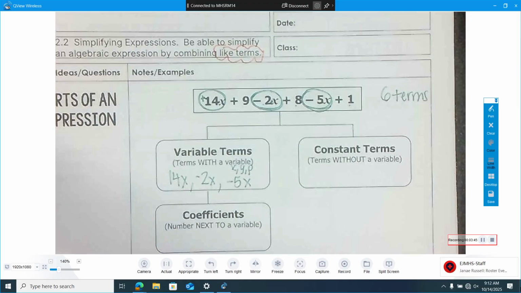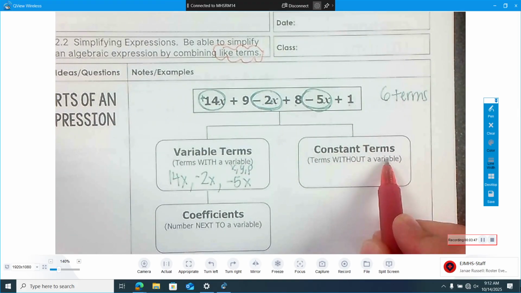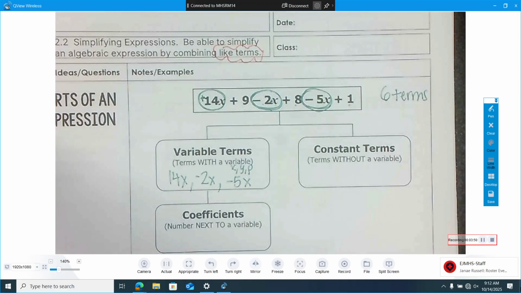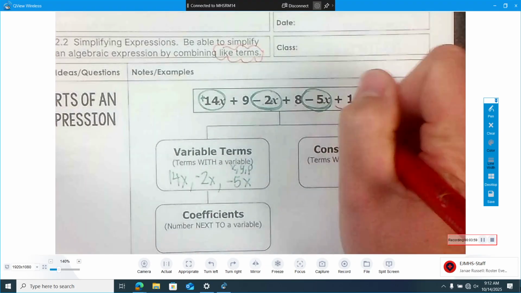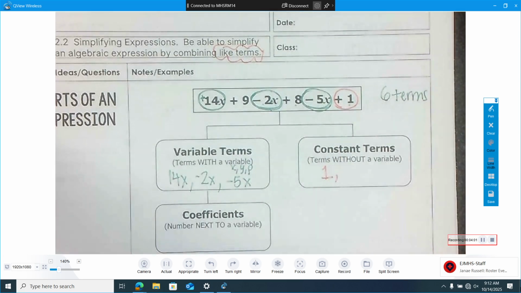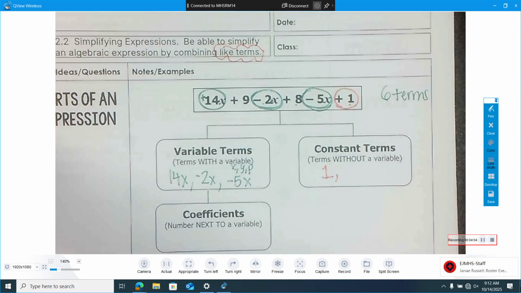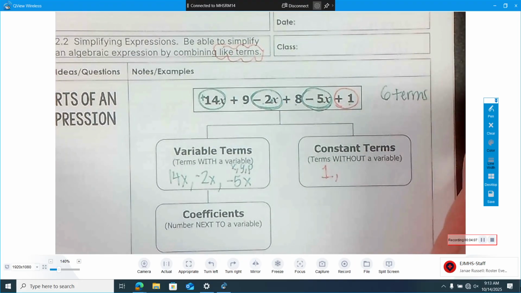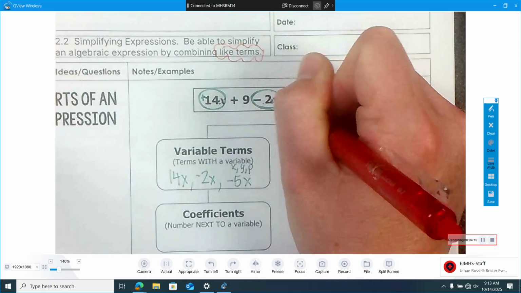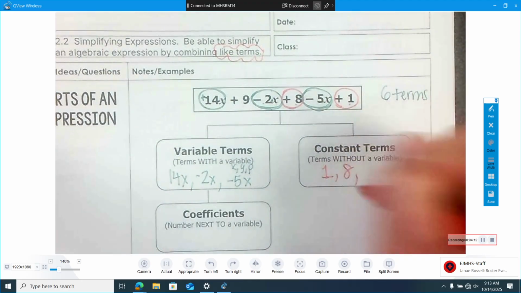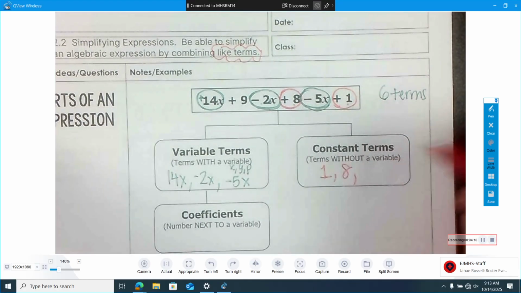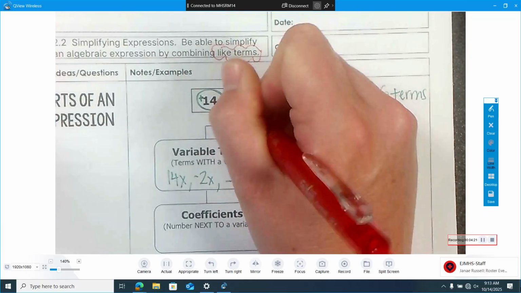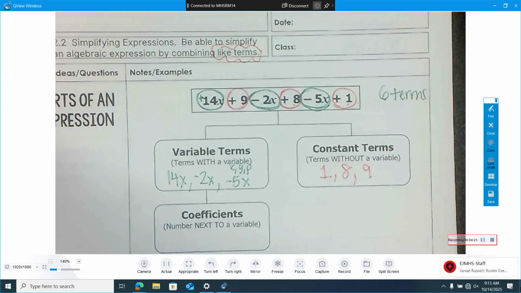Constant terms are the terms without a variable. They are just a constant plain old number, okay? A plain old integer or a plain old rational number. So what is one of our constant terms? 1. A positive 1. Yep, and we can just write a 1. Perfect. I'm going to use a different color for that one. What's another constant term? 8. Yeah, and again, I want to include the sign. It's a positive 8. So I can write the positive if I want or just leave it off. That's fine. And the last one? The 9. A positive 9 is our last constant term there. Very, very good.